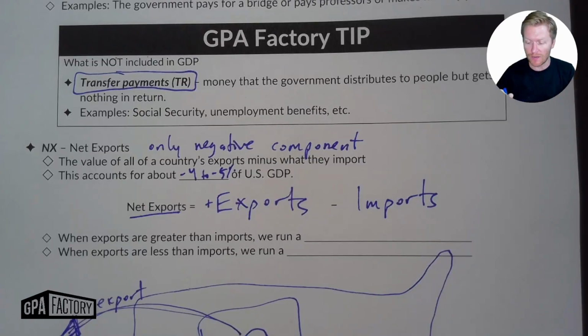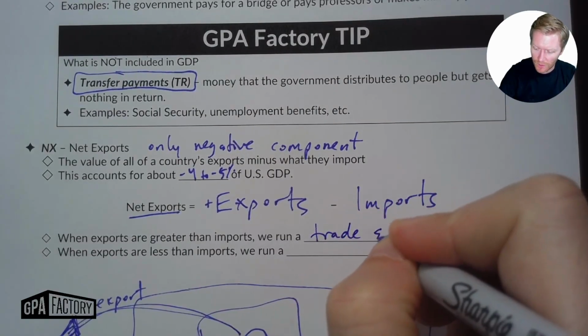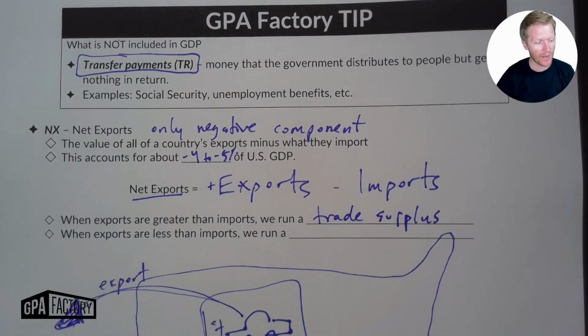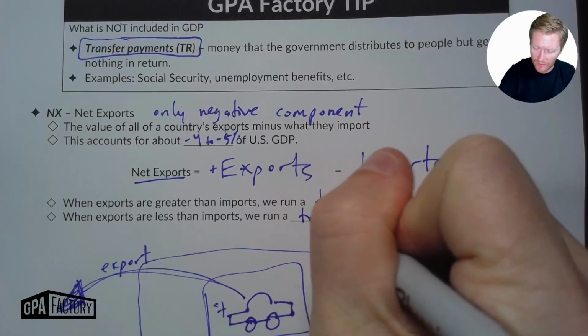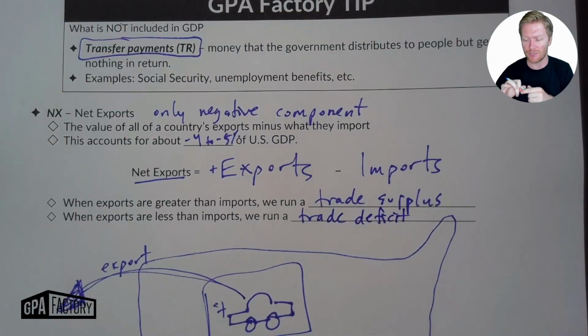So when exports are greater than imports, that means that we export more than we import. That means that we run a trade surplus. A trade surplus, when exports are greater than imports. When exports are less than imports, we run a trade deficit. Because of that negative component that we just talked about, generally in the United States, we do run a trade deficit. And again, that just means that we're importing more than we export.